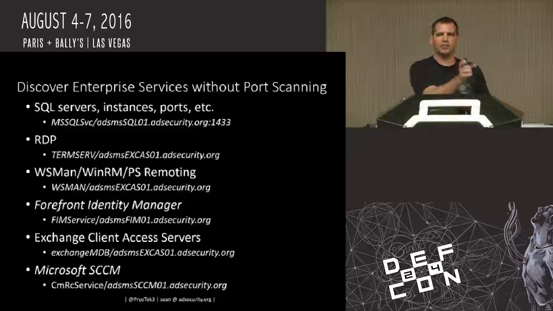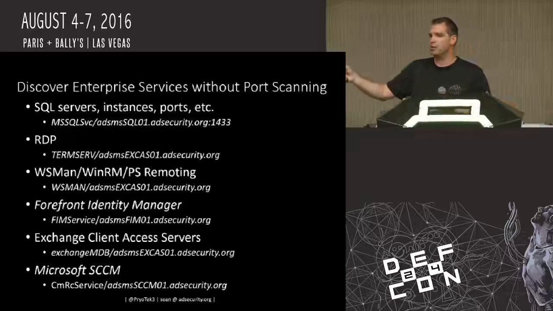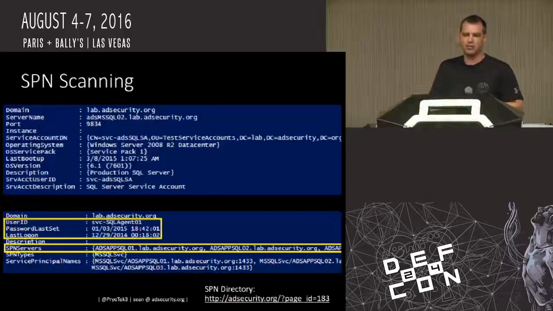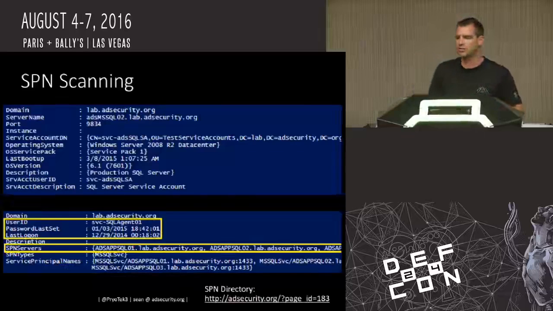And the format has the SPN type, server name, and SQL often has a port number or an instance at the end. So we can get this information by just asking the Active Directory domain controller, and we can get a list of all the servers, their port number, the service accounts associated with them, and some additional information. We can also request all of the user accounts that have service principal names associated with them, which are service accounts.